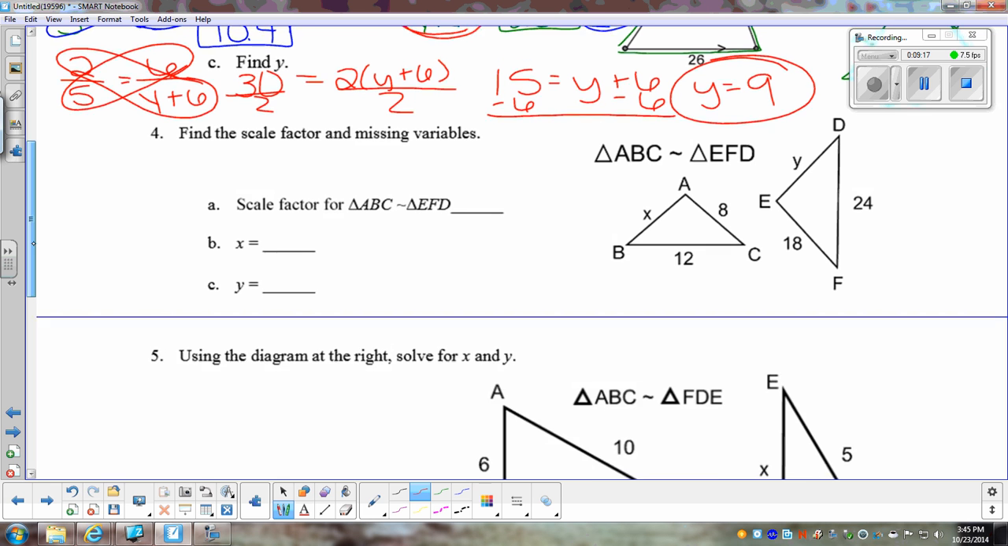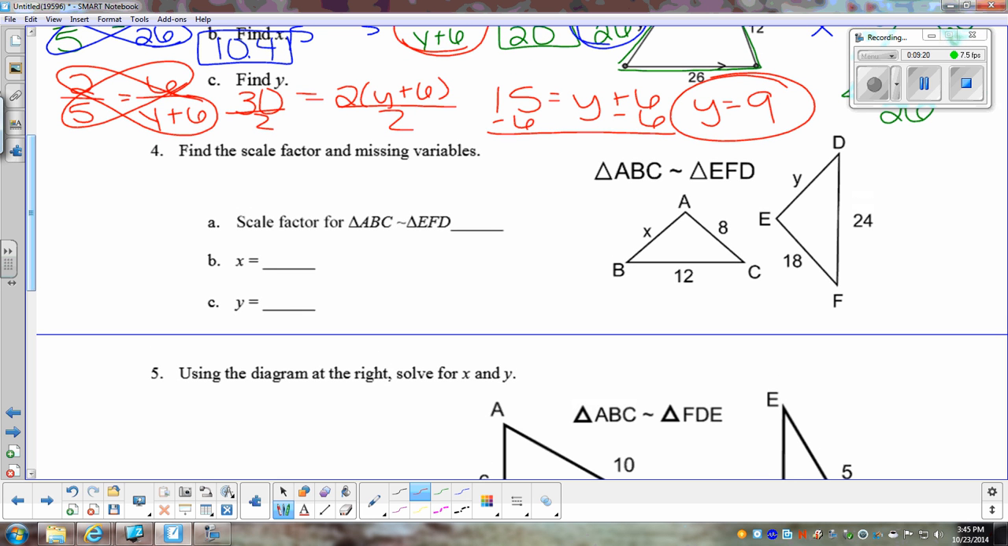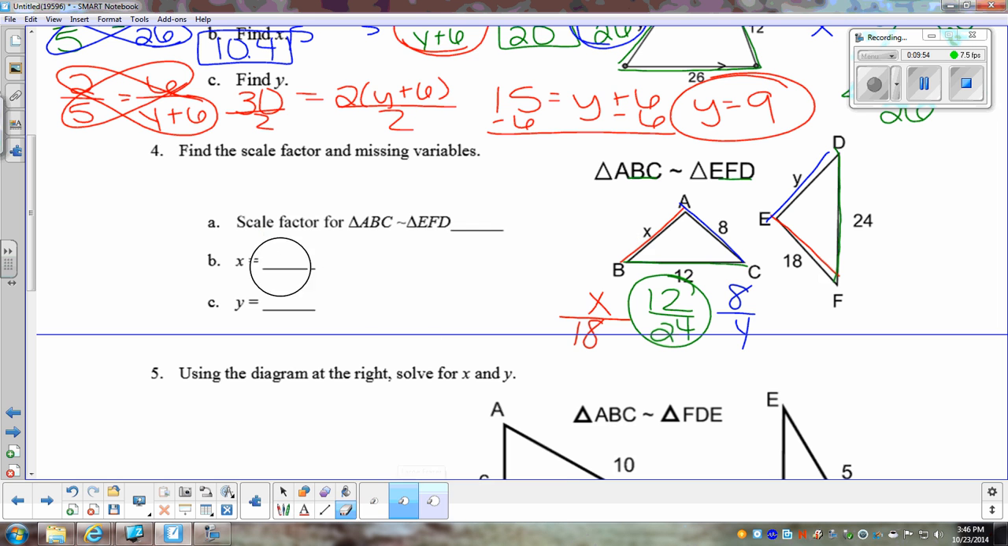For number 4, I know that ABC is similar to EFD. So AB is x, so I have x over EF, which is 18. So x/18. BC is 12. Well, BC goes with FD. FD is 24. Then AC is 8. DE is y. So 8 and y go together. So then for my scale factor, I want to simplify 12/24.